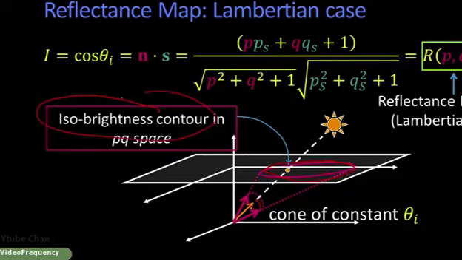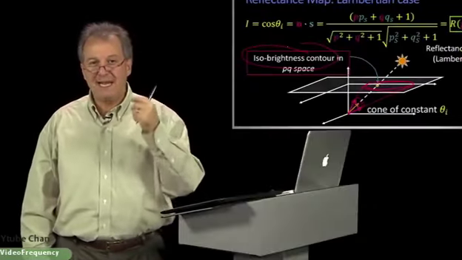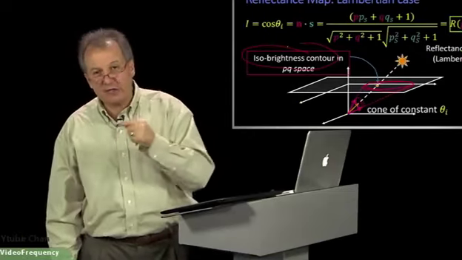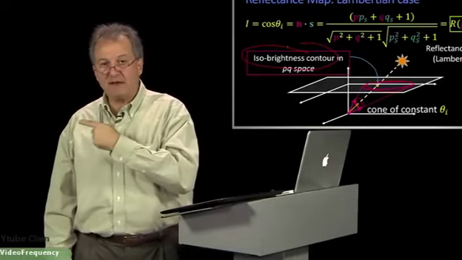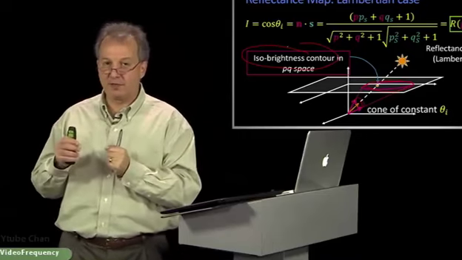Those are referred to as isobrightness contours in pq space. That's a lot to say. But basically, along that curve in pq space, I get the same intensity, because that curve represents the set of possible angles that are the same cosine theta away from the source direction.